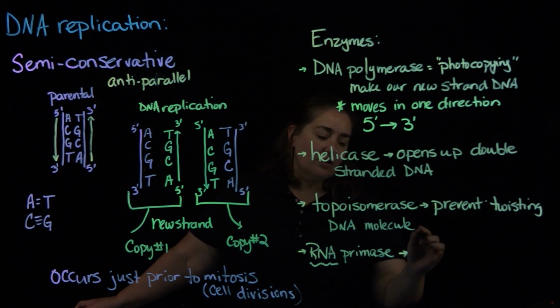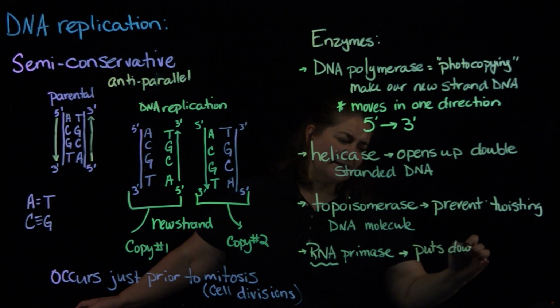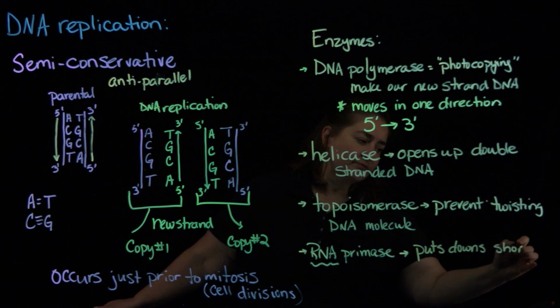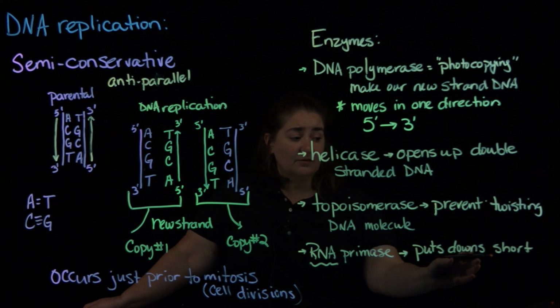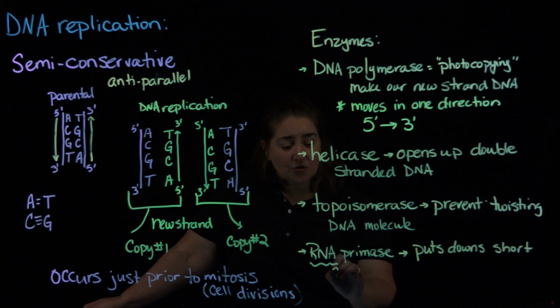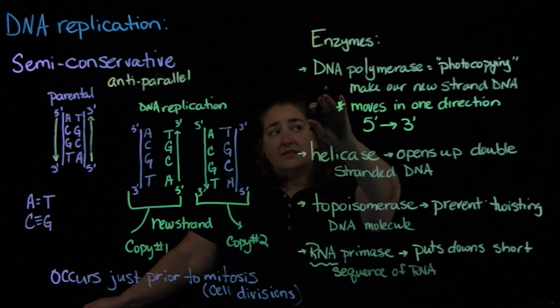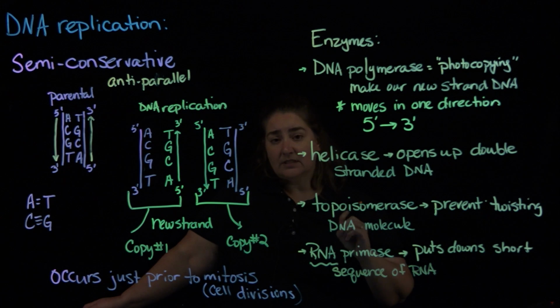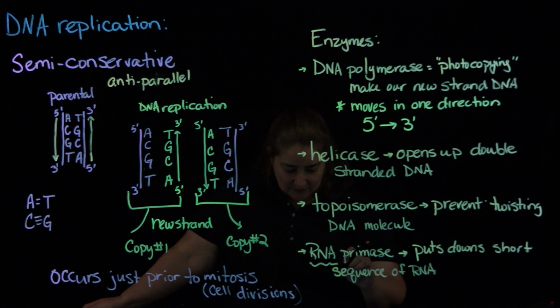So that RNA primase puts down or adds a short sequence. It's a couple base pairs, maybe 4 or 5 base pairs. I'm not going to ask you to tell me how many base pairs it's putting down. I just want you to know it puts down a short sequence of RNA, and it does that so DNA polymerase can start DNA replication. Okay? So we got DNA polymerase, helicase, topoisomerase, RNA primase.